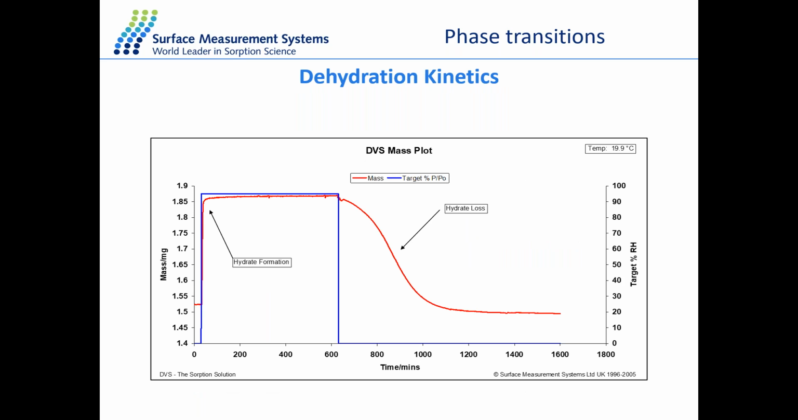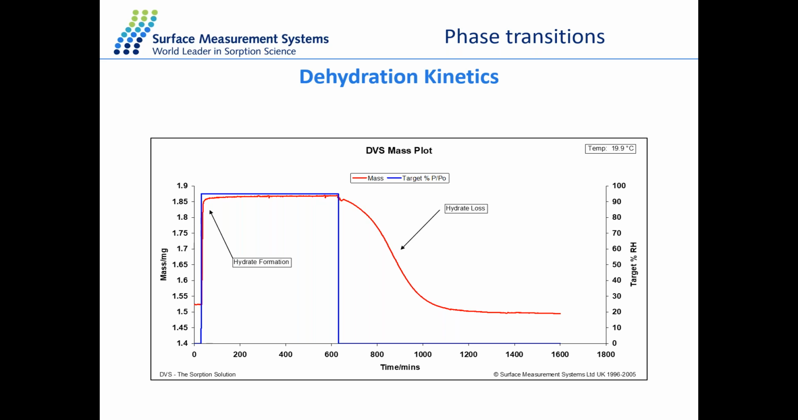So other phenomena of phase transition are obviously very simple drying curves. This is a very, very basic experiment that you can do in DVS. You start from a dry sample, you bump up the relative humidity to 90%, you wait for the sample to reach equilibrium, and then you drop it. And what you want to see is the mass drop. Can the material go back to the initial form, and how quickly does it go back?